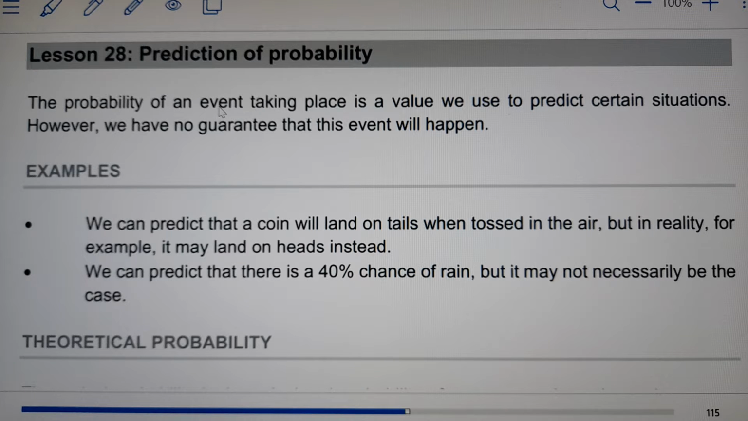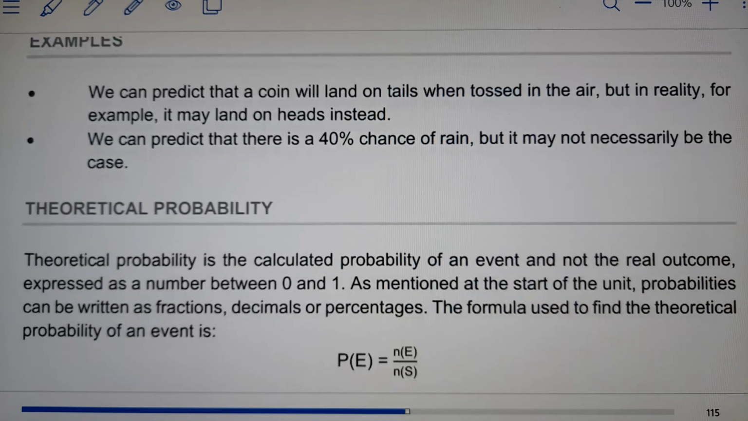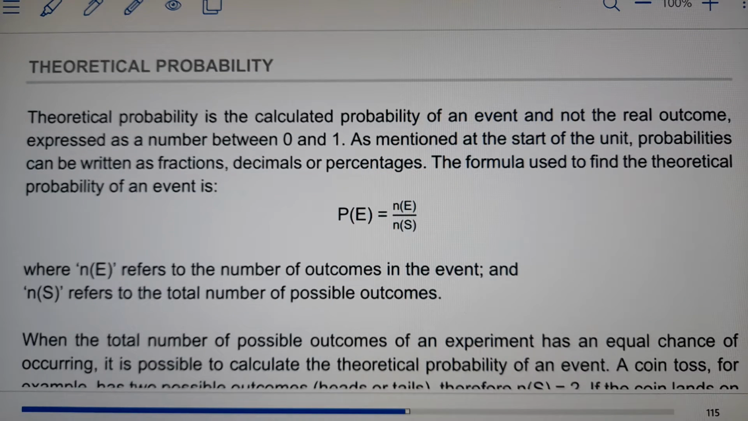The probability of an event taking place is a value we use to predict certain situations. However, we have no guarantee that this event will happen. For example, we can predict that a coin will land on tails when tossed in the air, but in reality, it may land on heads instead. We can predict that there is a 40% chance of rain, but it may not necessarily be the case. So let's look at theoretical probability.